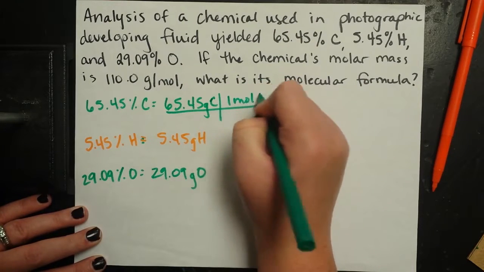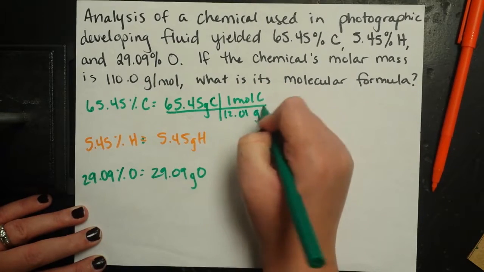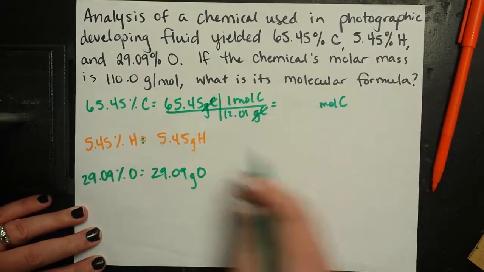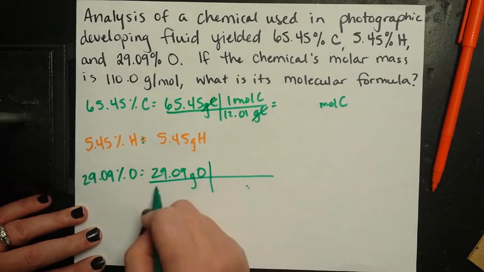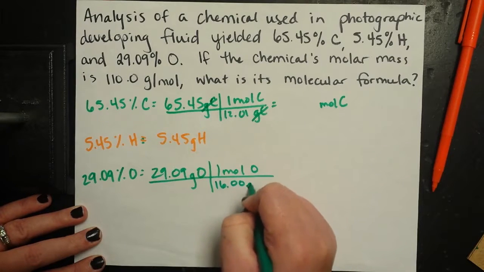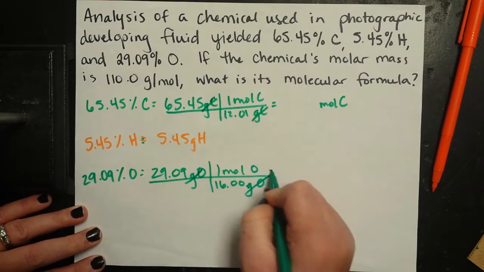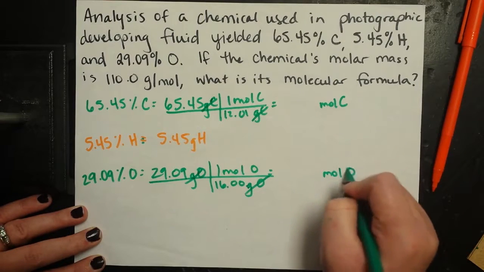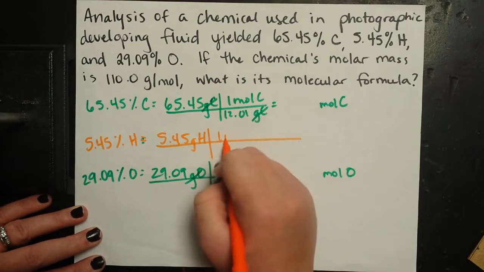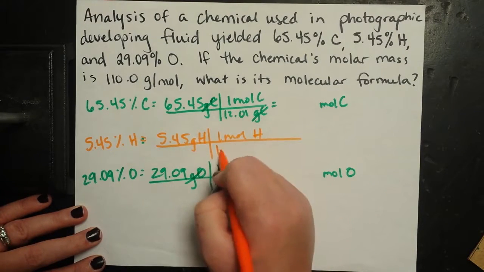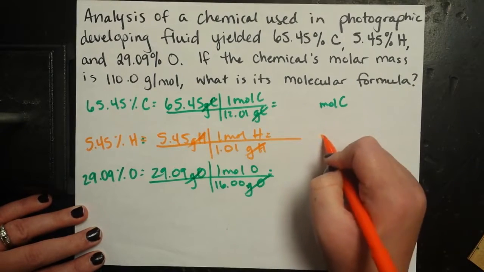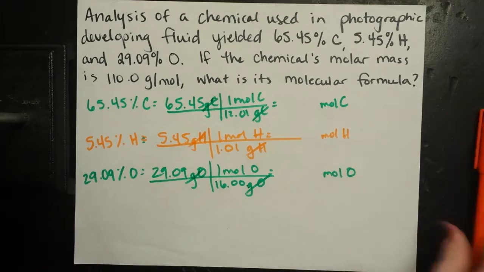So 1 mole of carbon is 12.01 grams. So my grams cancel and I'm left in moles of carbon. Okay, so I'm in green again. So 1 mole of oxygen is 16 grams of oxygen. So my grams cancel and I'm in moles of oxygen. And here I've got 1 mole of hydrogen is 1.01 grams of hydrogen. I'm left in moles of hydrogen. Okay, let's do the math.